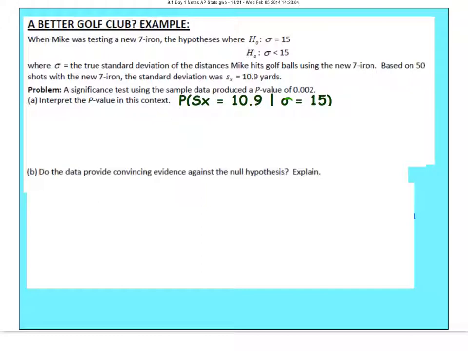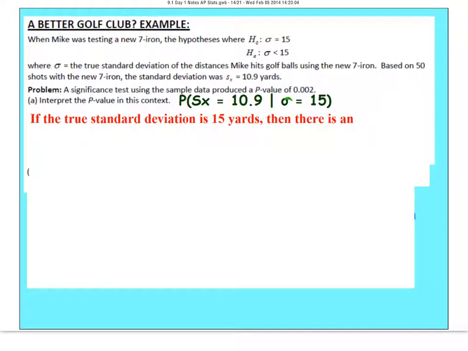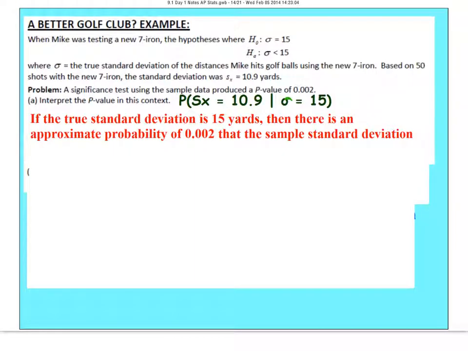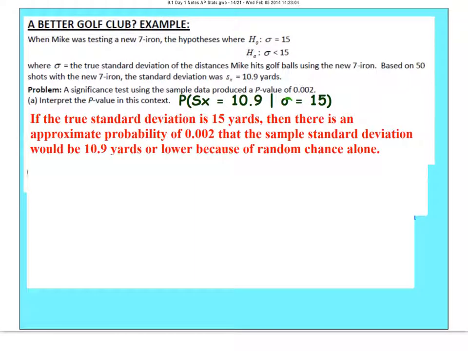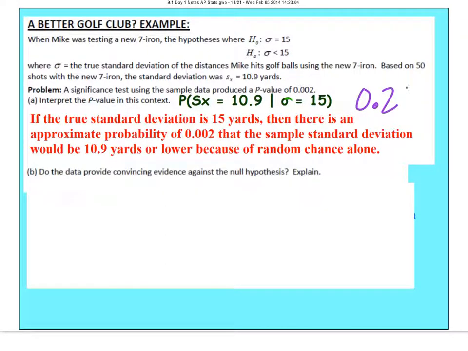So one way we could say this is, if the true standard deviation is 15 yards, then there is an approximate probability of 0.002 that the sample standard deviation would be 10.9 yards or lower, because again, we are going on the less than side of random chance alone. So, by the way, that is a 0.2% probability of happening, which is so unlikely.